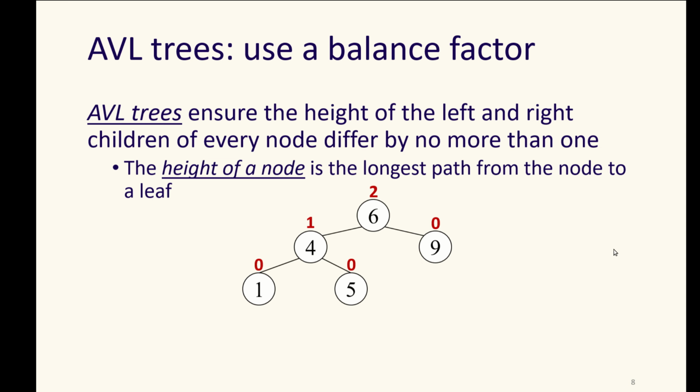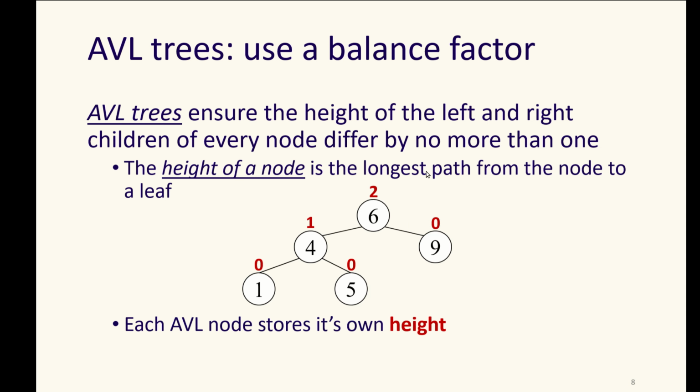The height of a node is the longest path from that node to a leaf. So in this tree here, the height is labeled. If you are a leaf, your height is 0. If you are the parent of a leaf, your height is 1. And in this case, the root, which is the parent of a leaf, is 2.